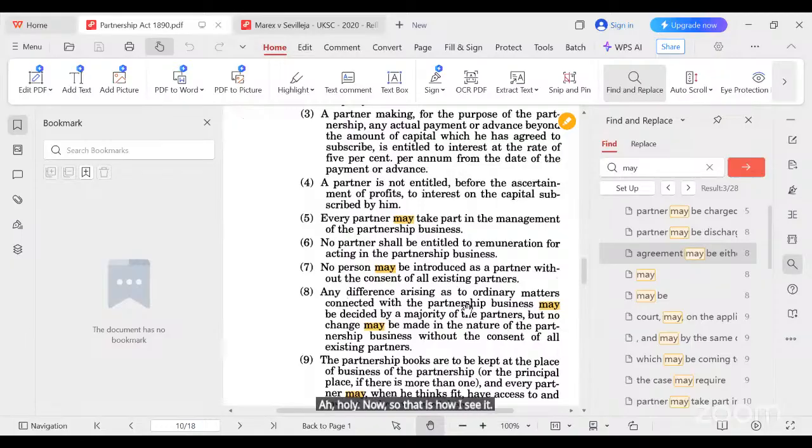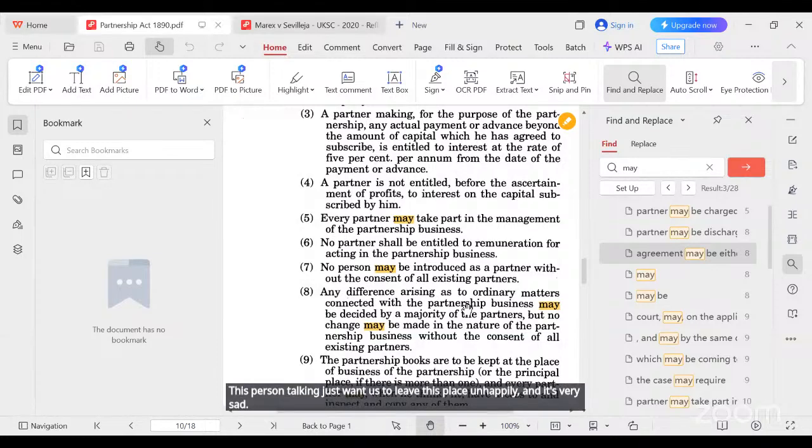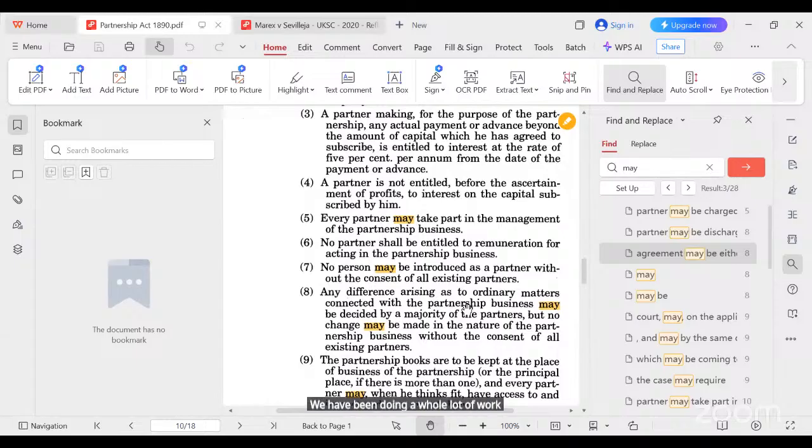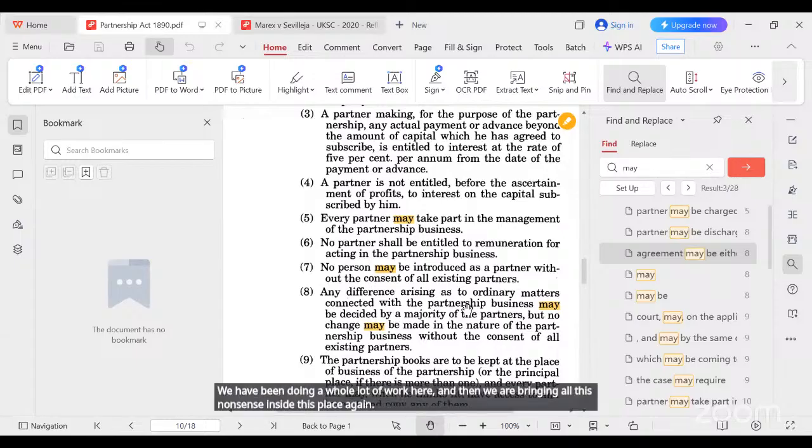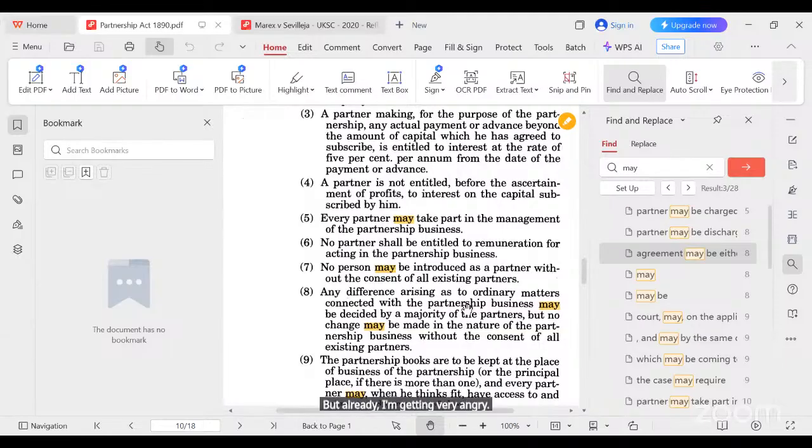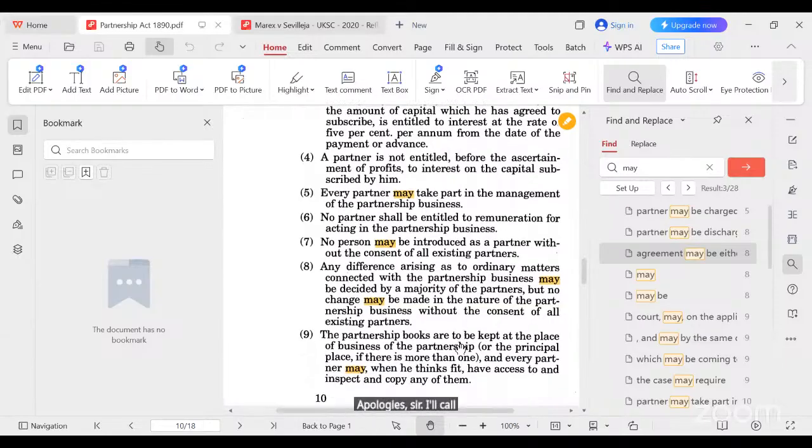The person talking, please block yourself. We just had 3 minutes. This person talking just wants us to leave this place unhappily, and it's very sad. We have been doing a whole lot of work here, and then you are bringing all this nonsense inside this place again. Because already I'm getting very angry. Apologies, sir.